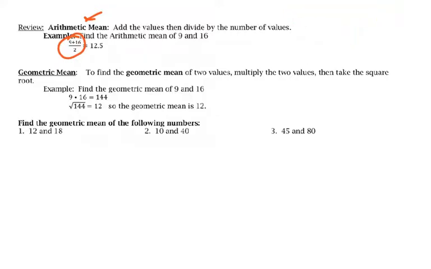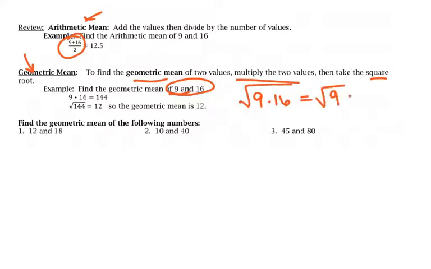So we're going to look at something else. This is called a geometric mean. So since with arithmetic mean, you add and then divide, we're going to do something different with geometric mean. To find the geometric mean, you multiply and then take the square root. So to find the geometric mean of 9 and 16, you're going to multiply 9 times 16 and take the square root of that. Now you can do this without a calculator because that's the same thing as the square root of 9 times the square root of 16, which is 3 times 4. So the geometric mean is 12.